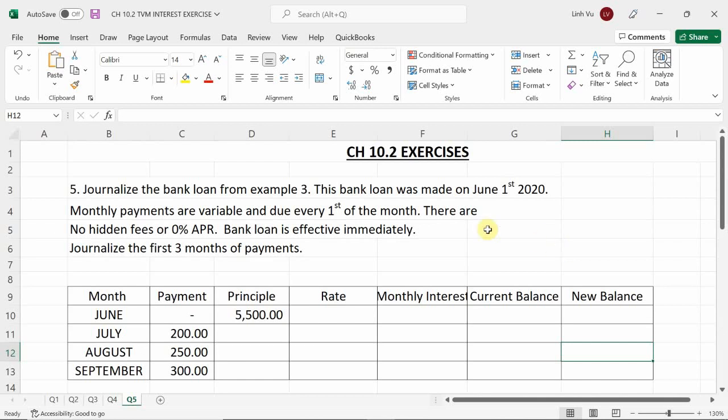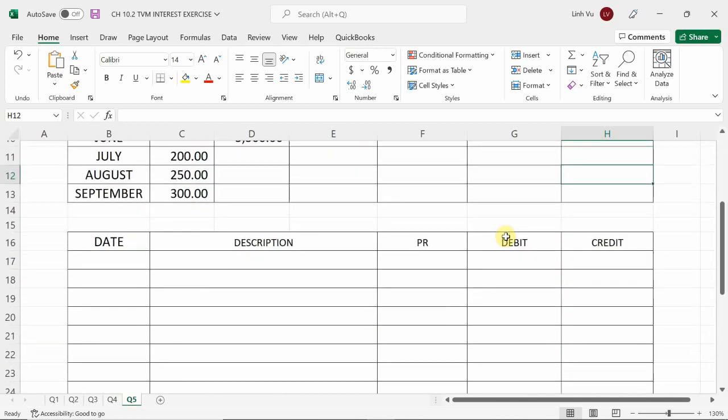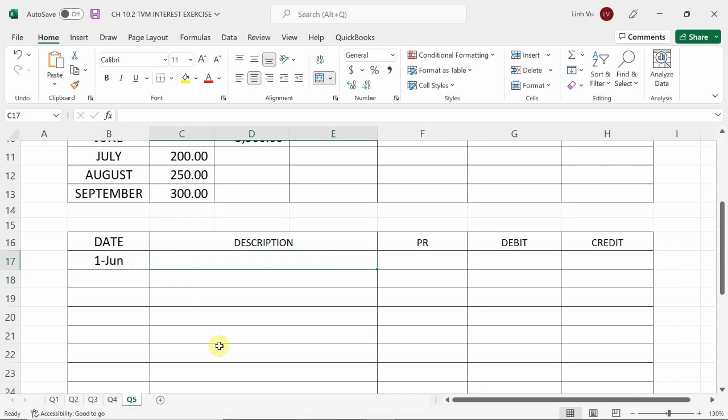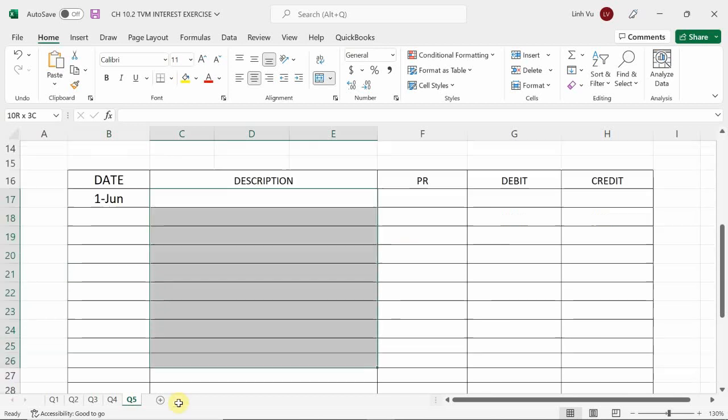So first, let's journalize that we acquired the loan in the first place. Again, June 1st, right? We borrowed. Let's take a look at example 3 here. How much money did we borrow? We took a loan out for $5,500 with an interest rate of 6.25%, and it will be paid off in 5 years. So in this case, you borrowed $5,500. So how do I record that I borrowed $5,500?